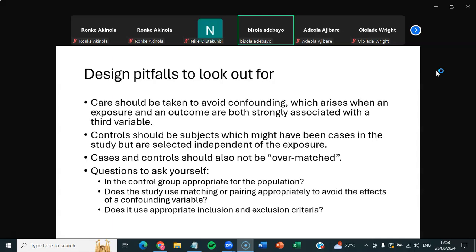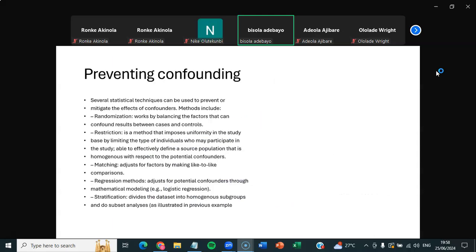And then questions to ask ourselves. Is the control group appropriate for the population? Does the study use matching or pairing appropriately to avoid the effects of a confounding variable? And does it use appropriate inclusion and exclusion criteria?